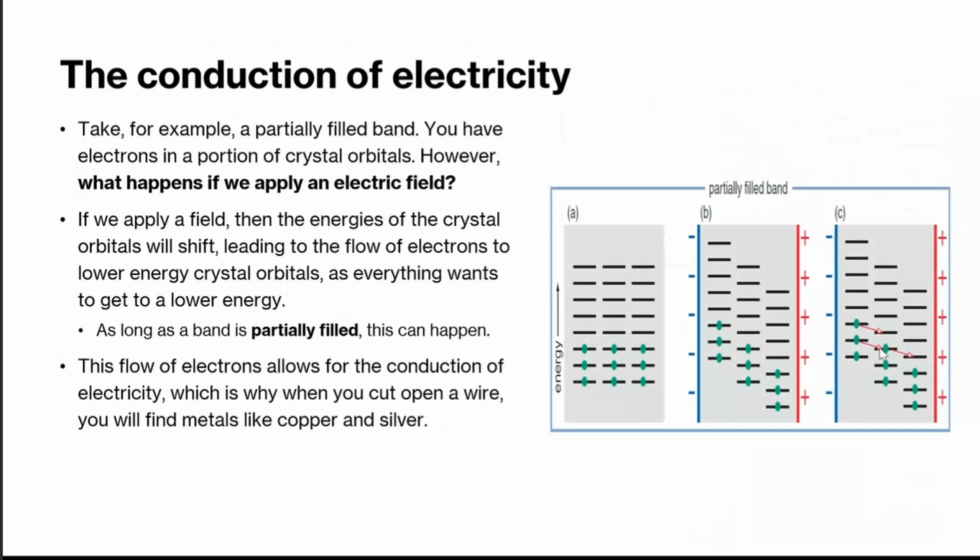Generally, that's a good reason why metals have partially filled bands. That's why, if you cut open a wire, you'll find metals like copper and silver. Generally, silver is the best conductor of electricity.